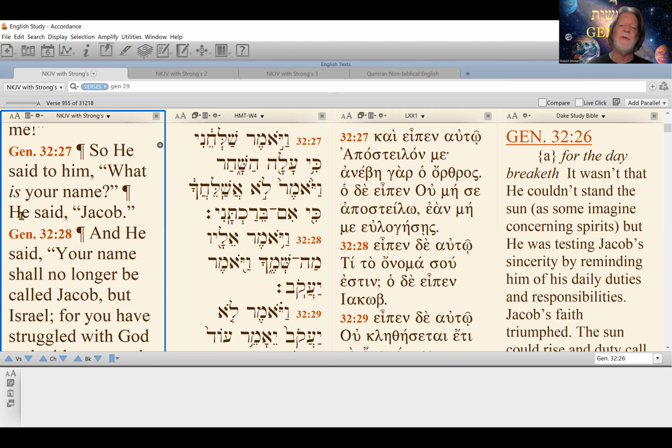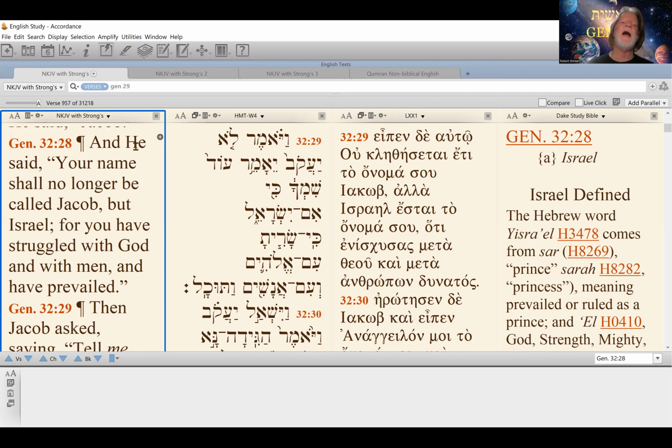So he said, and here the H is capitalized only because it's the beginning of a sentence. So Yaakov said, Yaakov. He named himself as Yaakov. And he, with a capital H that's not at the beginning of the sentence, says, "Your name shall no longer be called Yaakov, but Israel, for you have struggled with God and with men and have prevailed." So this is where Yaakov's name gets changed. And who's changing it? I think it's God.